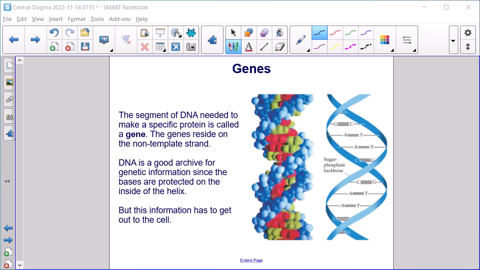Genes. The segment of DNA needed to make a specific protein is called a gene. The genes reside on the non-template strand. DNA is a good archive for genetic information since the bases are protected on the inside of the helix. But this information has to get out to the cell.